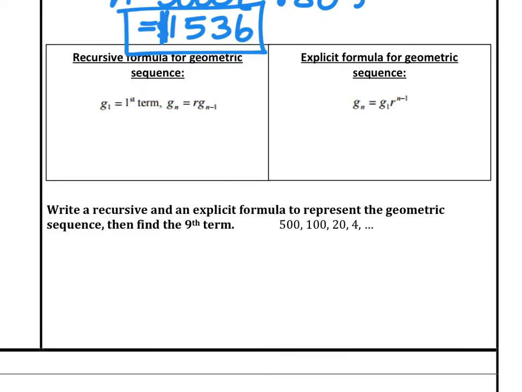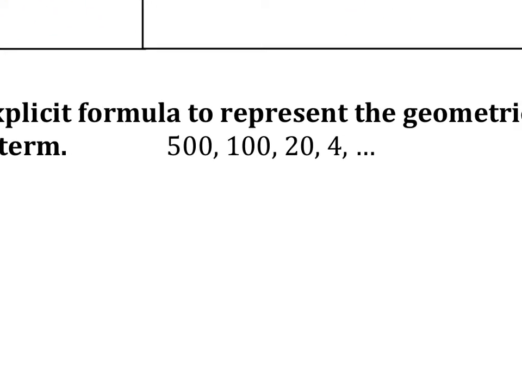We all missed sequences. We're just going to test you on geometric sequences. Here is a reminder for what the recursive and explicit formulas are. We're going to use that to plug in here. So this problem says to write a recursive and explicit formula to represent the geometric sequence, then find the nth term. So let's look at this problem right now and see what the common ratio is.